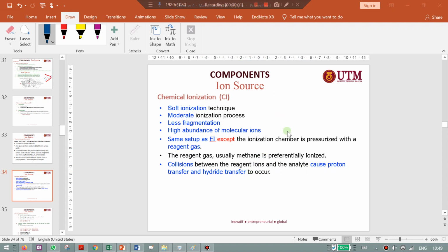So, what is the difference? In EI, as we already told you, the electron directly collides with our analyte of interest. But in the chemical ionization technique, we ionize the reagent gas, and the reagent gas will collide with our molecule and cause proton transfer and hydride transfer to occur.